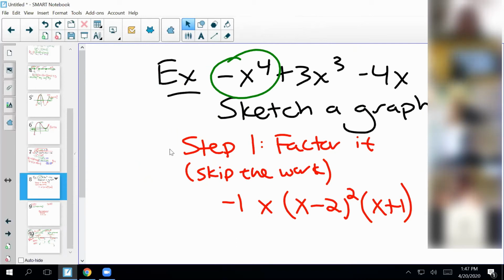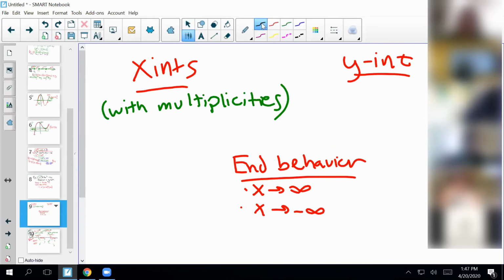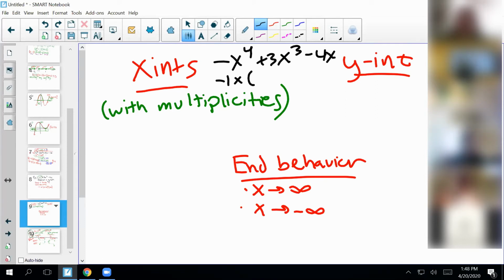Well, I already kind of referred to this. Actually, let me come here. I'm going to just rewrite the function. So it's negative x to the fourth plus 3x cubed minus 4x, which factors as negative 1 times x times (x minus 2) squared times (x plus 1). Okay. So let's start with the end behavior because that's pretty easy.